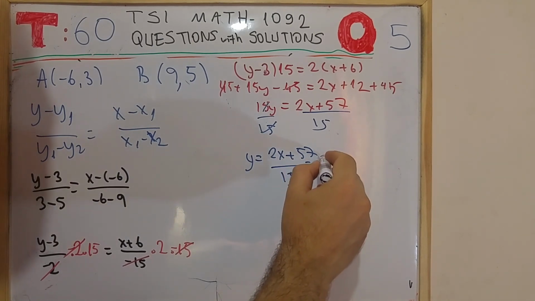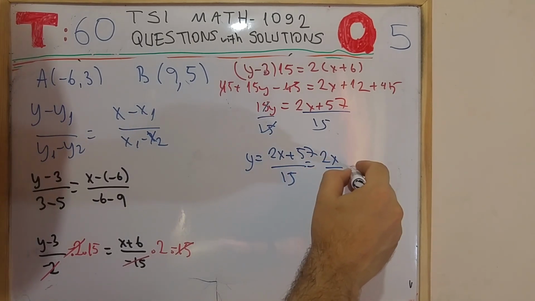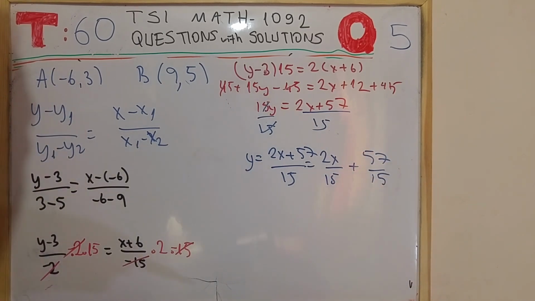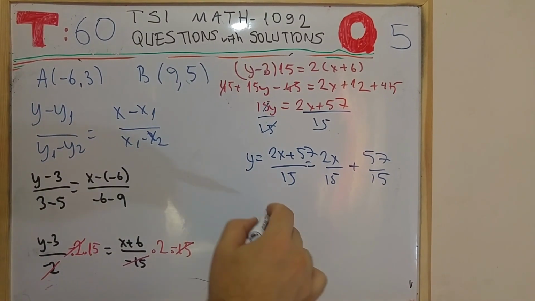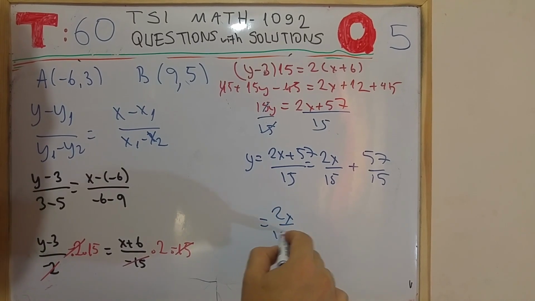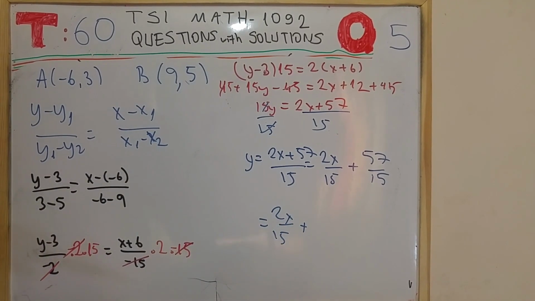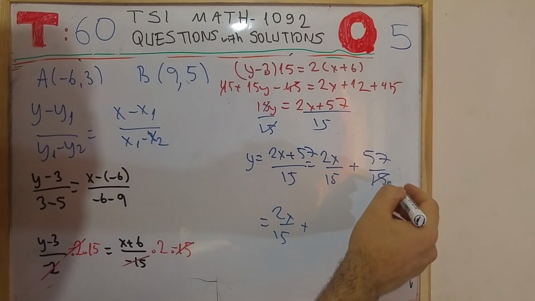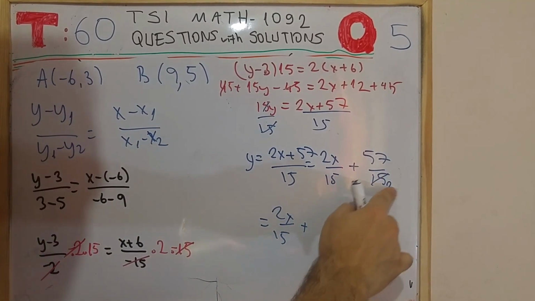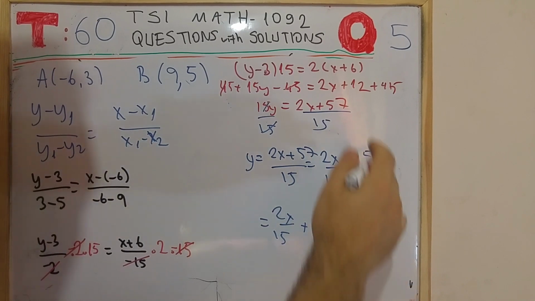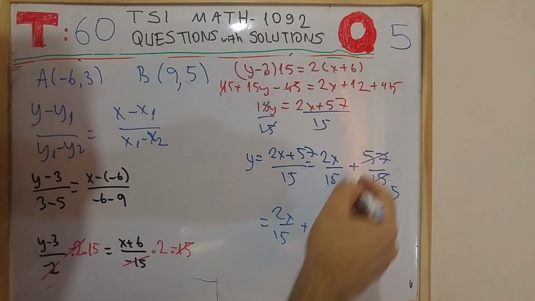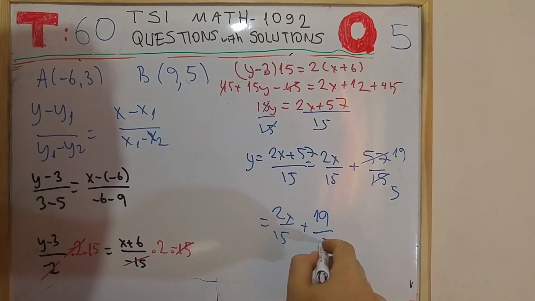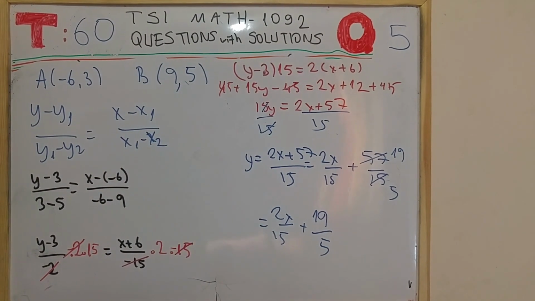Or I could say this is equal to 2x over 15 plus 57 over 15, which is equal to 2x over 15 plus 57 over 15. 57 and 15 are both divisible by 3. So when I simplify, this is going to be divided by 3, this is going to be 5. 57 divided by 3 is equal to 19. So I can say 19 over 5.